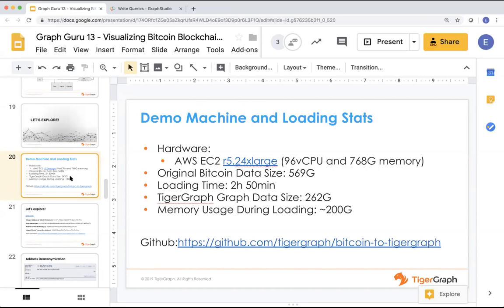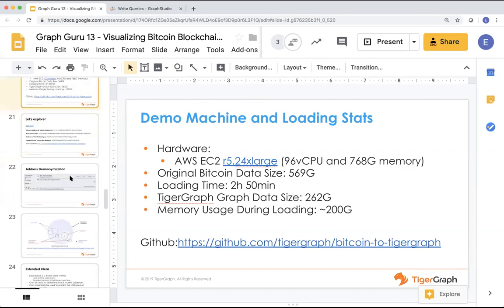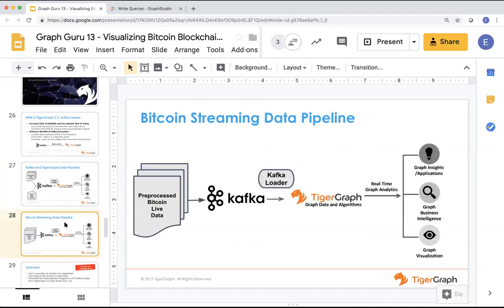Another question: is the Kafka loader externally set up? Yeah, I'll also take this question. The Kafka loader itself is a built-in feature of TigerGraph. However, when you are doing the whole pipeline, let's go to this slide, you will have to set up your own Kafka cluster, and then go through the Kafka loader, loading data into TigerGraph.